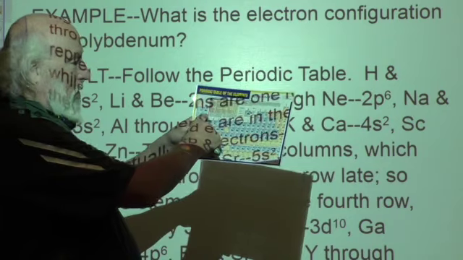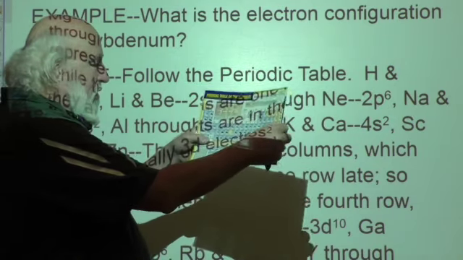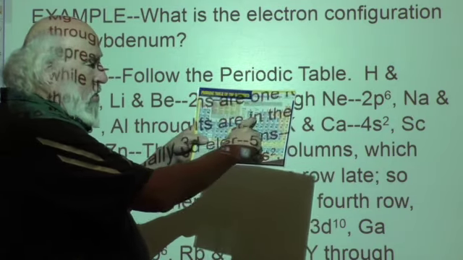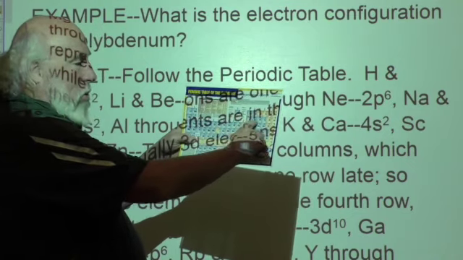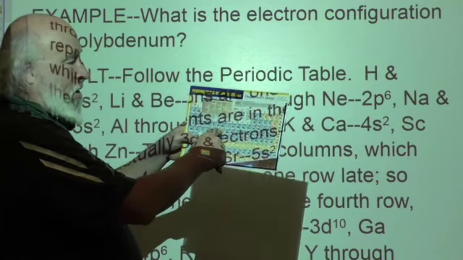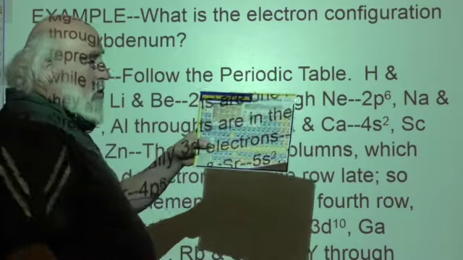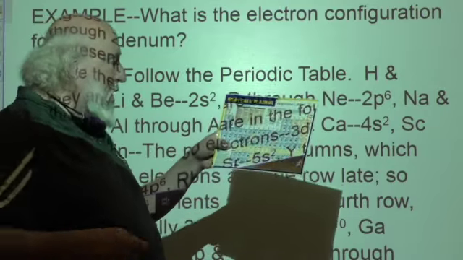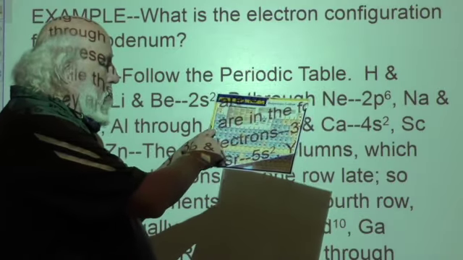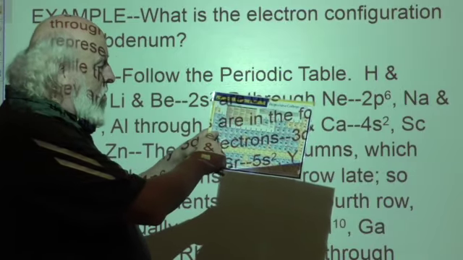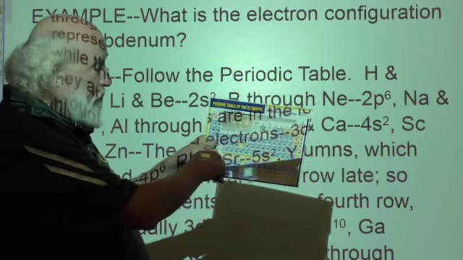1s2, 2s2, 2p6, 3s2. That brings us to aluminum. We're going to go past all of these because we're going to end up right here. So 13 through 18, aluminum to argon, 3p6. Potassium and calcium, that's 4s2.